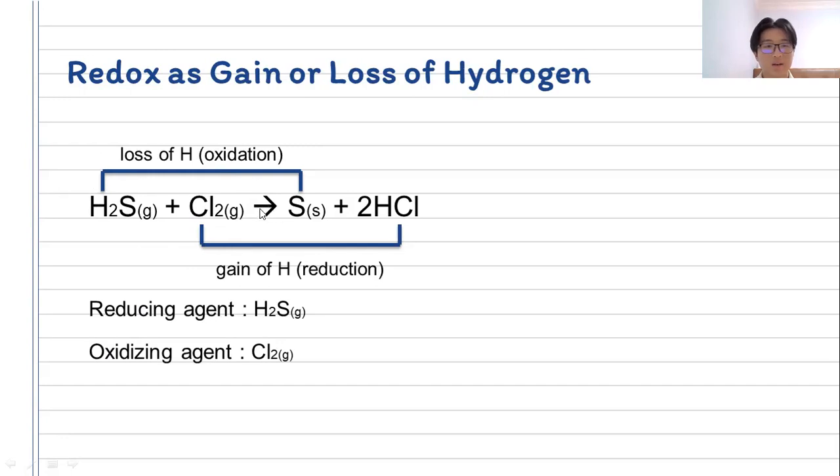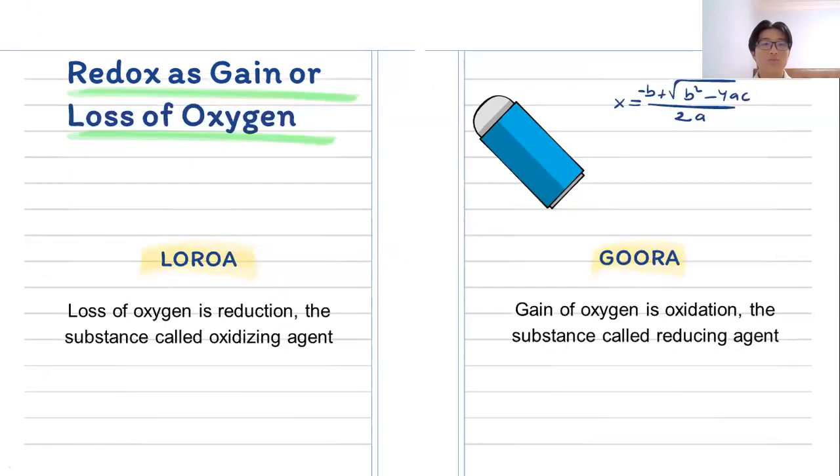Next, we can see that this chlorine gas gains hydrogen, right? Therefore, this is a reduction. Because it gains hydrogen, the oxidizing agent is chlorine. This is the first redox, as gain or loss of hydrogen. This is the first type. Moving on to the second type, which is redox as gain or loss of oxygen.